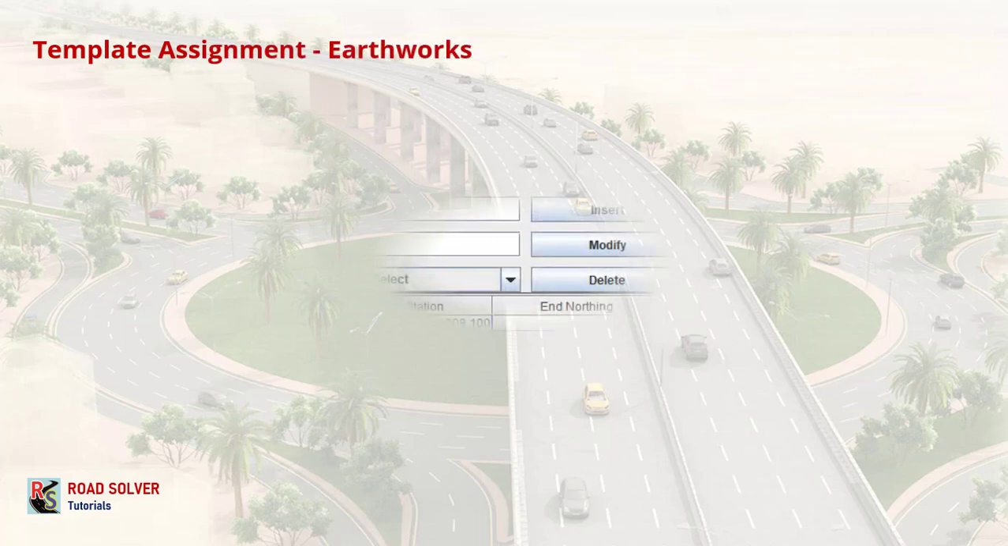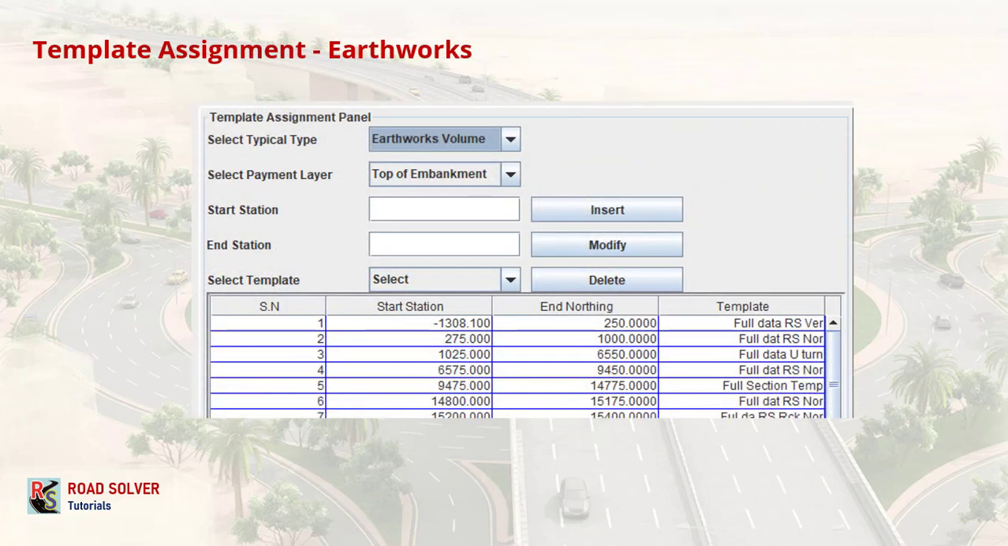Now the template assignment. After you create the template, you have to assign it in the template assignment panel. There may be more than one template related to the calculations, so you can specify from which station to which station each template will be used. You can assign it here. This will be saved, so at any time you can refer to this calculation method and station reference, which changes the typical elements.